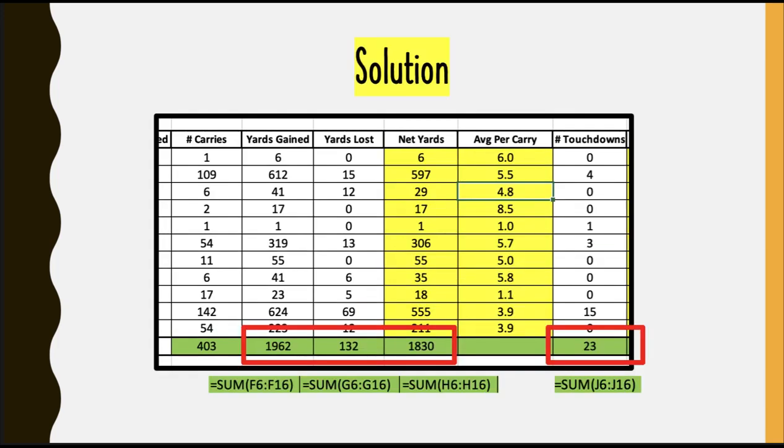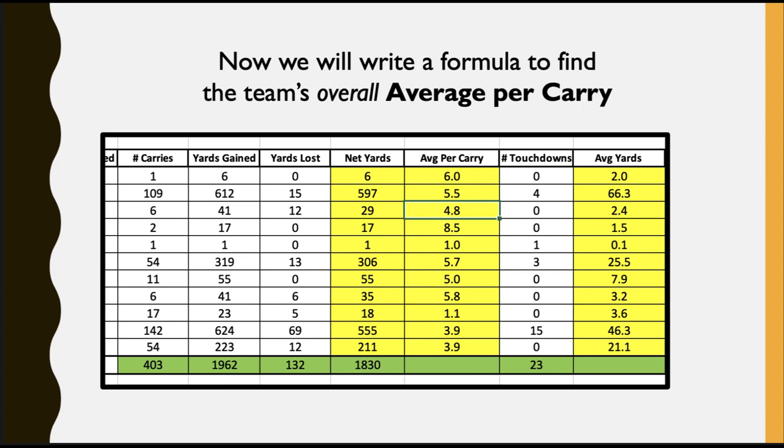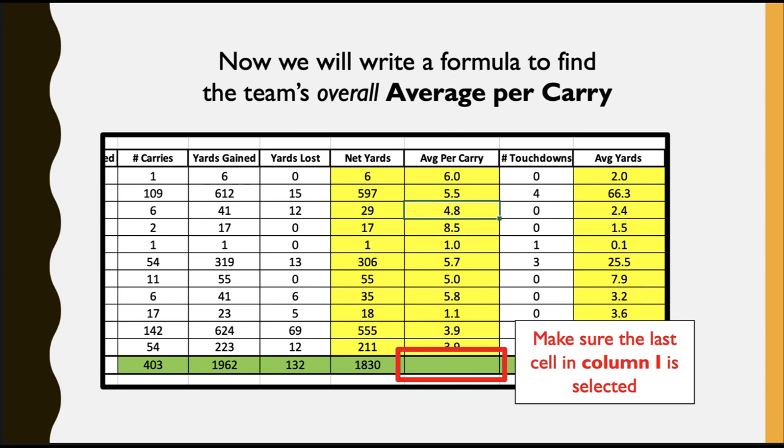Here is your solution. These are the numbers you should have gotten, and these are the formulas needed to calculate that information. They're all very similar. The only difference is which range needs to be added. Now we will write a formula to find the team's overall average per carry. Go ahead and select the last cell in column I.